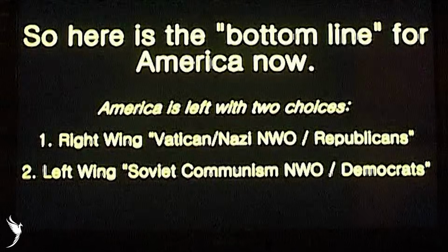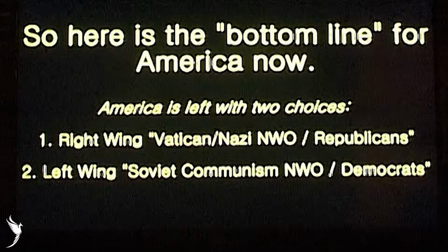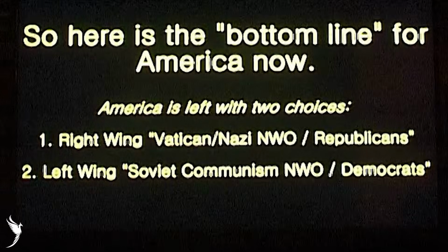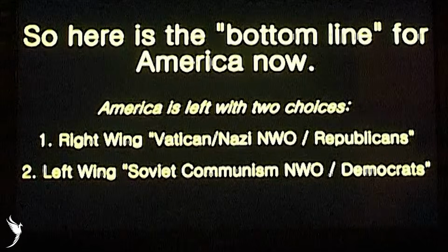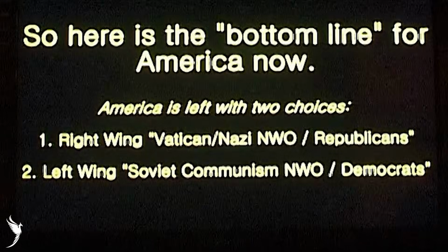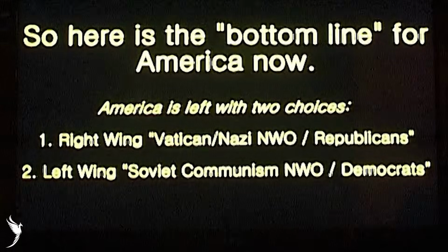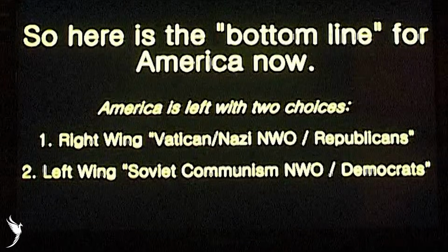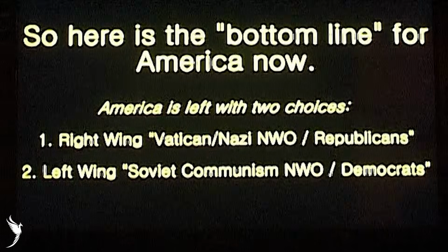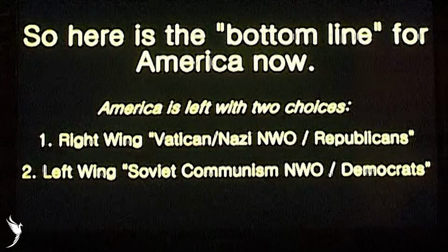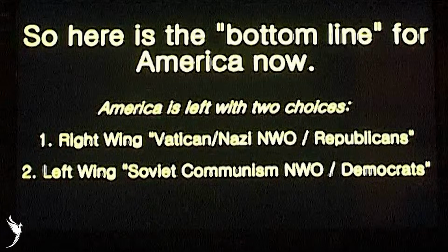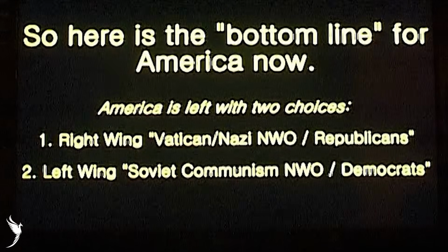So here is the bottom line for America today. America is left with two choices. You either have the right-wing Vatican Martin Bormann Nazi New World Order Republicans, or you have the left-wing Soviet communism New World Order Democrats. Understand the right and the left wing of the eagle, the sun order. Right wing is Vatican, New World Order, Republicans. And the left wing is the Soviet Communist, New World Order, Democrats, Secret Society, Illuminati. Both are financed by the same secret societies.